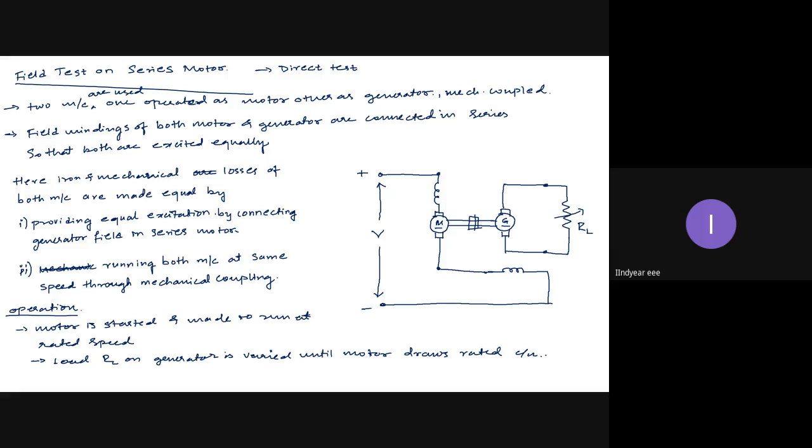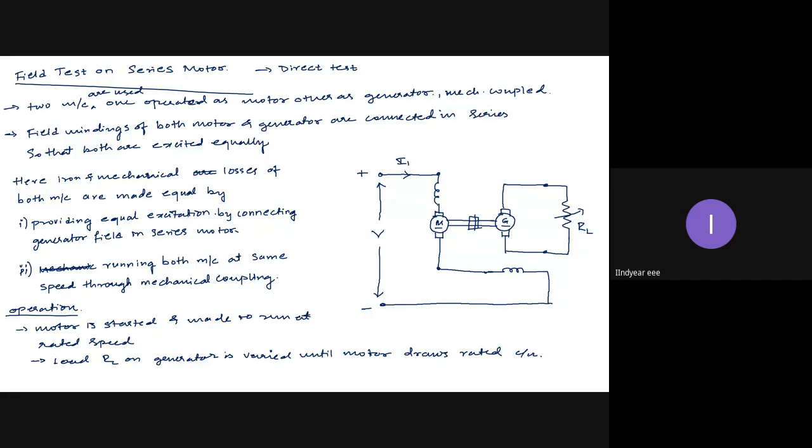Until the motor draws rated current. Okay, and we note down all the readings and we do the calculations. So now here let I1 be the motor current, V be the supply voltage.